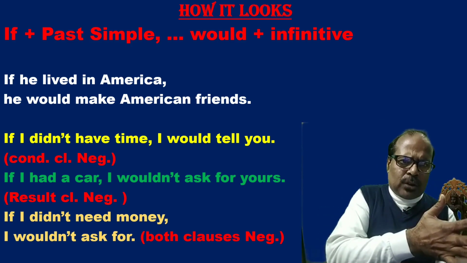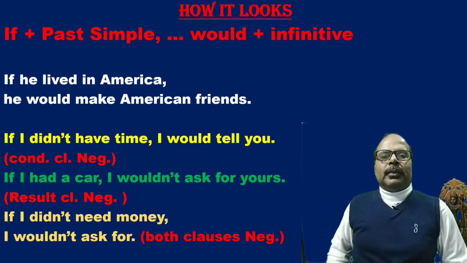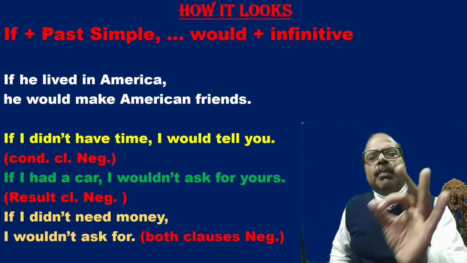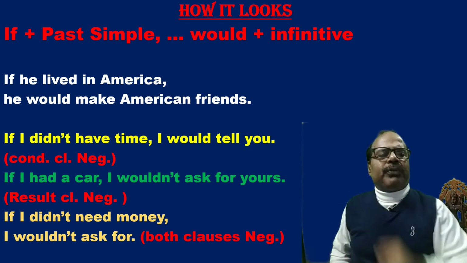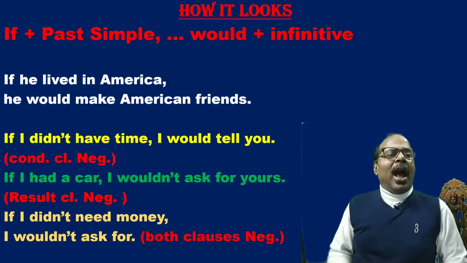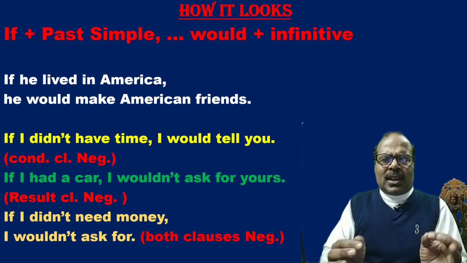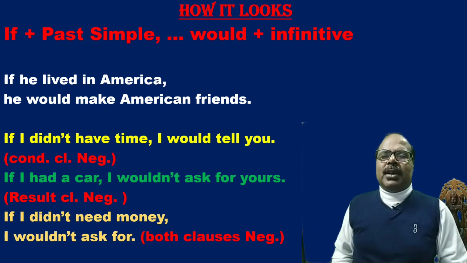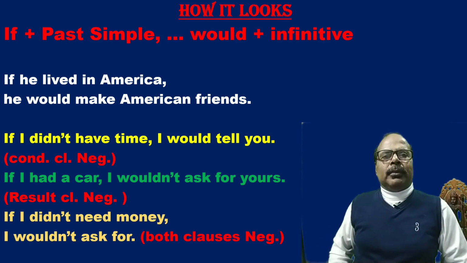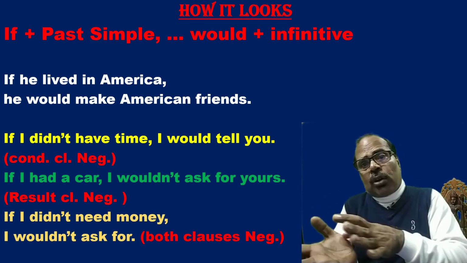যদি সে আমেরিকাতে থাকতো, তাহলে আমেরিকান বন্ধু সে পেত বা তৈরি করত. That means it is clear that he doesn't live in America. If he lived in America, he would make American friends. See the structure? The tense is used here, the modal used here. If I didn't have time, I would tell you. Again, in a conditional sentence, the conditional clause can be negative. If I didn't have time, আমার যদি সময় না থাকতো, I would tell you, তাহলে আমি তোমাকে বলতাম. That means I have time. Again, the result clause can be negative.